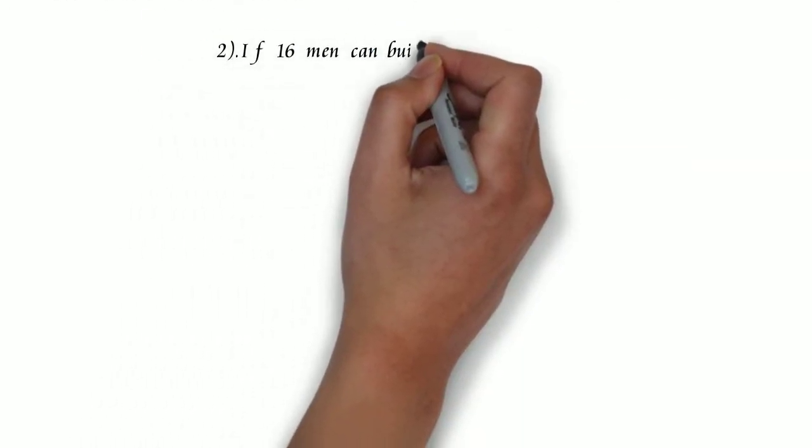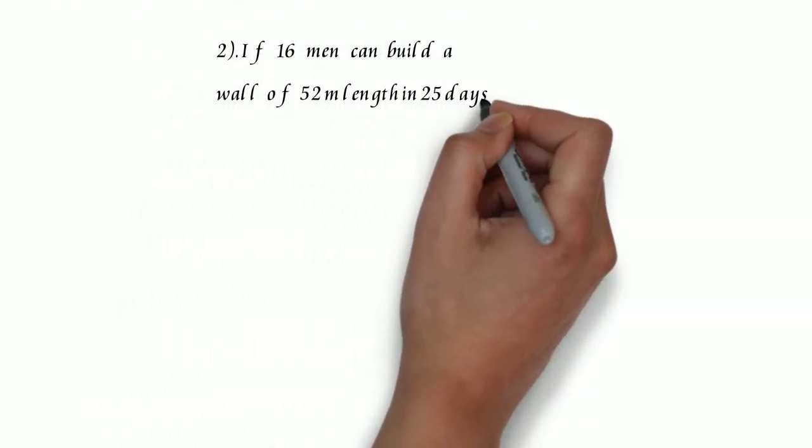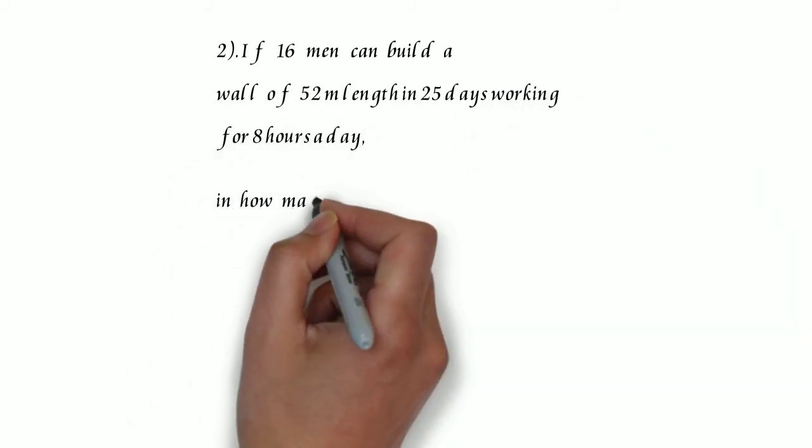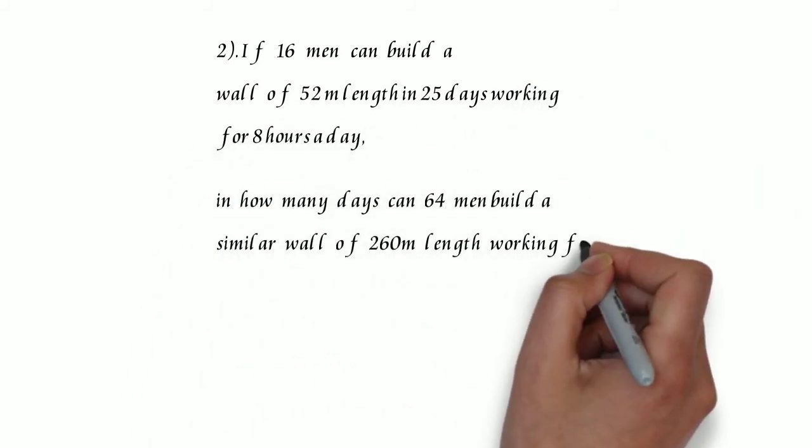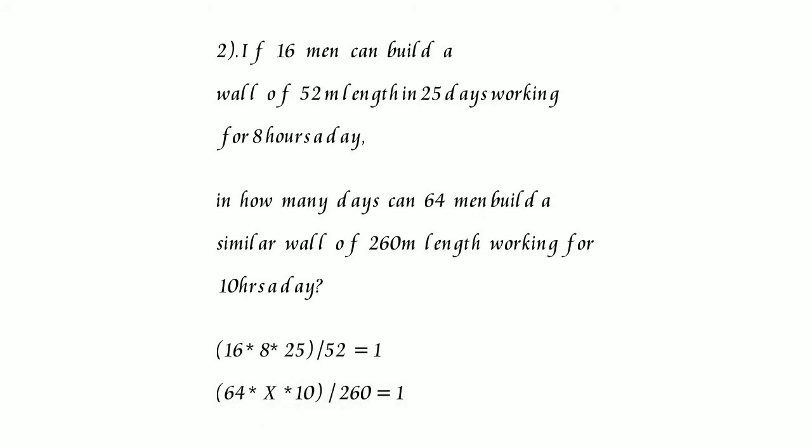Now the second question that we are going to solve is: if 16 men can build a wall of 52 meter length in 25 days working for 8 hours a day, in how many days can 64 men build a similar wall of 260 meter length working for 10 hours a day? Here other parameters are also changing. 16 men, 64 men, 52 meter length wall, 260 meter length wall, 10 hours a day and 8 hours a day. We are required to find the number of days.